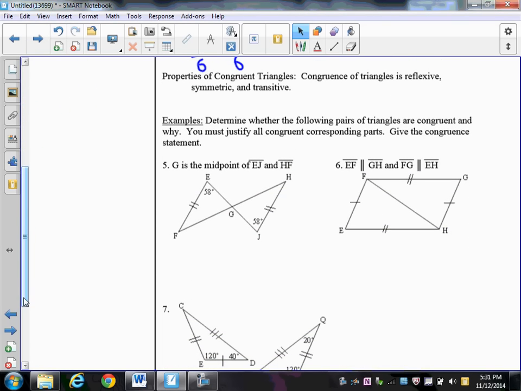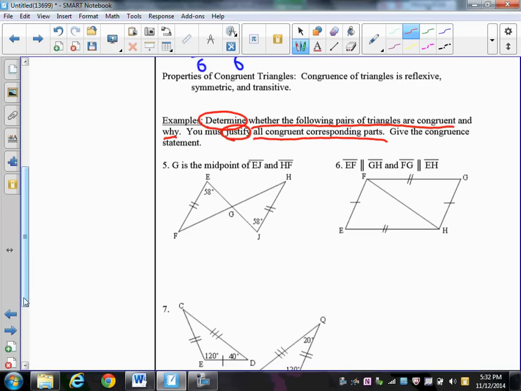So we have a couple properties of congruent triangles. They are reflexive, symmetric, and transitive. So determine whether the following pairs of triangles are congruent and why. You must justify all congruent corresponding parts given the congruent statement. So again, the directions: determine whether the following pairs of triangles are congruent and why. You must justify all congruent corresponding parts, and finally give the congruent statement.